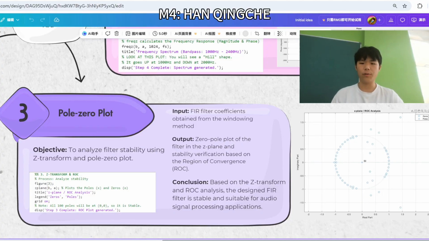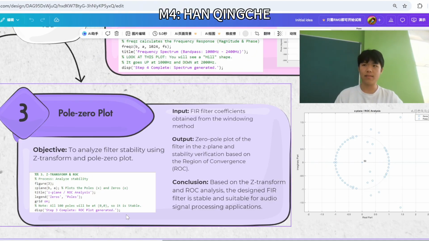This part shows the pole zero plot, which is used to analyze whether the designed filter is suitable or not. First is the objective. The objective of this part is to analyze the stability of the filter using the Z transform and the pole zero plot. Instead of only looking at the time domain or frequency domain, we analyze the system from the Z plane point of view to make sure it can work properly.